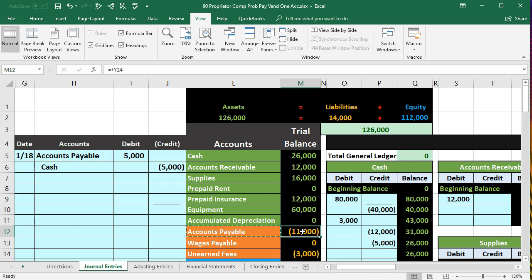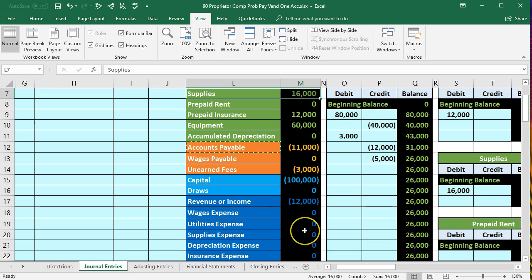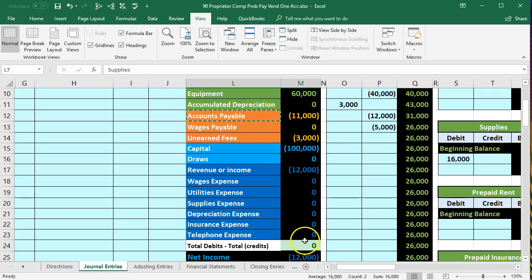Now, you may be thinking, well, man, we bought supplies and we didn't expense it. It didn't decrease the net income at the point in time that we bought it. And now we even paid for it, and it didn't decrease the net income at the time we paid for it. When is it going to decrease the expense? When we use it, when we consume it. And we're going to know that when we do the adjusting entries.